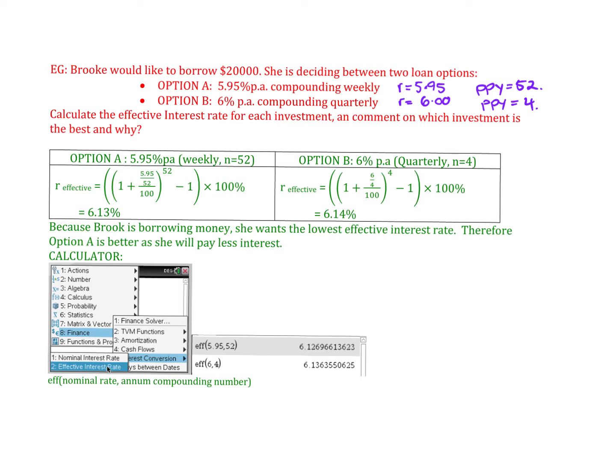But because the one that's doing 52, it's a lower rate, it's hard to compare. But if you compare their effective interest rates, you'll know which one's the better one.